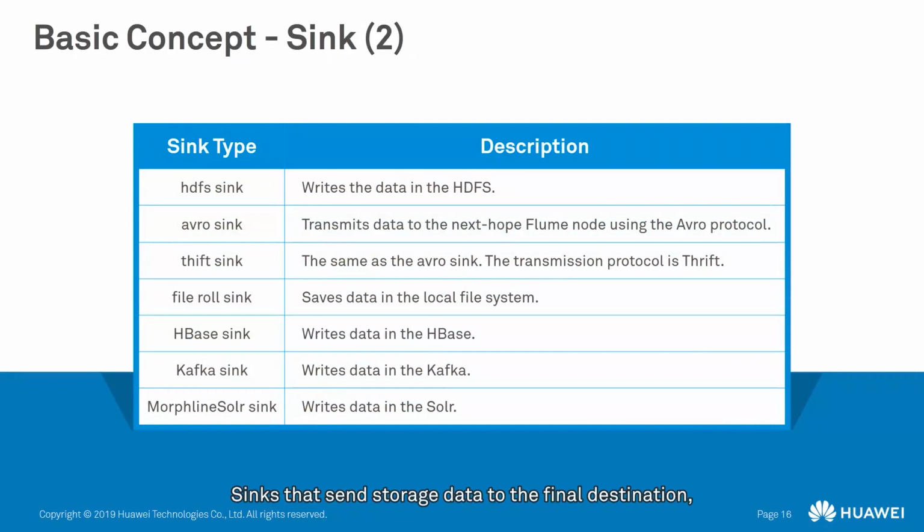Sinks that send storage data to the final destination, such as HDFS and HBase. HDFS sink writes events into the Hadoop distributed file system. It currently supports creating text and sequence files. It supports compression in both file types. The files can be rolled periodically based on the elapsed time or size of data or number of events. It also buckets or partitions data by attributes like timestamp or machine where the event originated.